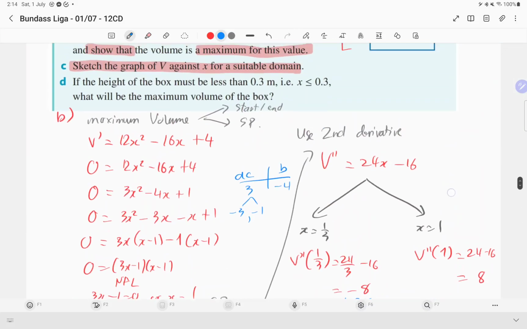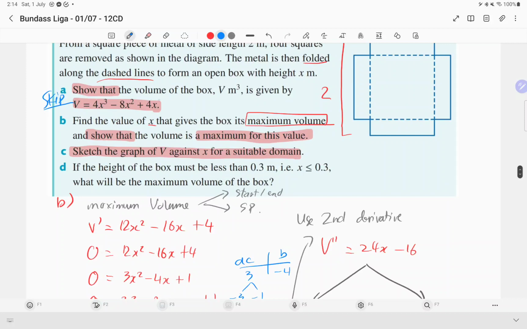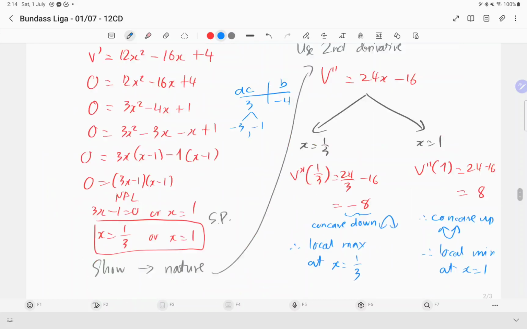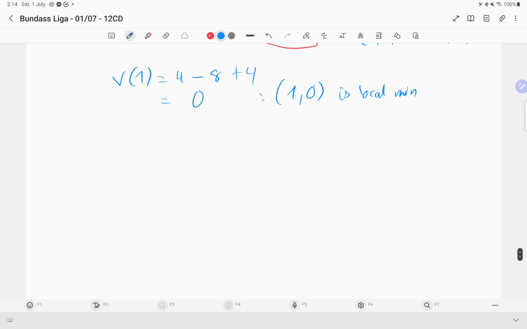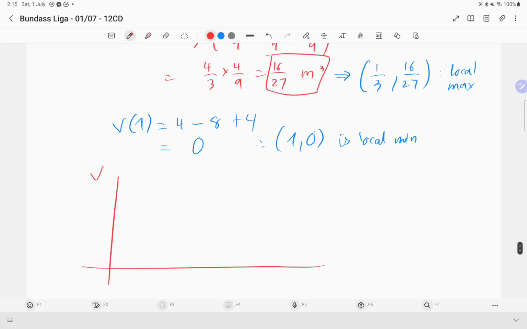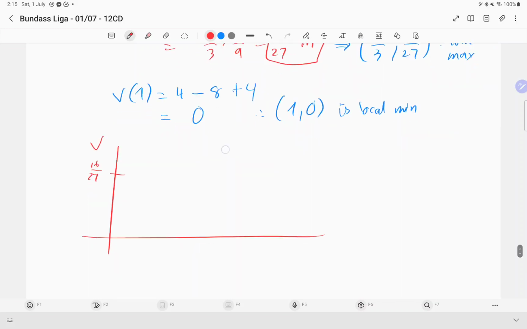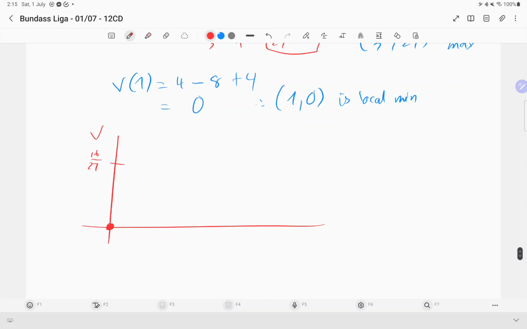And then the volume, when we substitute x equals 0, that equation would just be 0 minus 0 plus 0, which is 0. So when x equals 0, there's no volume, which makes sense, right? It's a flat surface, there's no volume. So let's have a look. Where the volume maximum is 16/27, let's say that's here. And it starts off at (0, 0). Then when x equals 1, the volume is 0 again. So this is (1, 0), this is (0, 0).